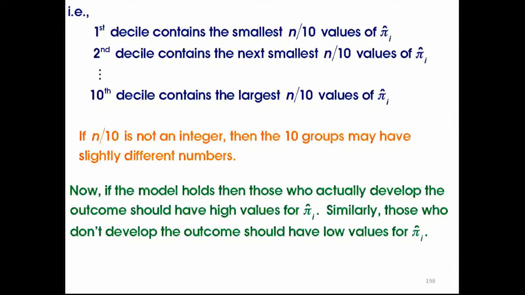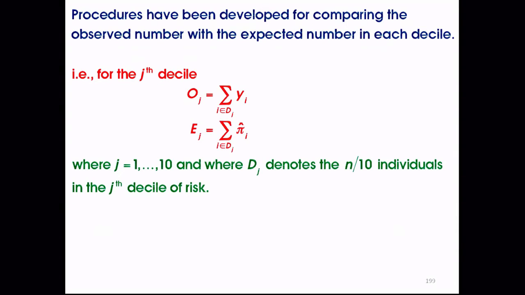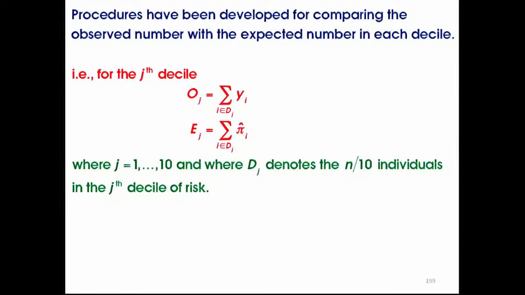The model is a good model, that is, the probabilities produced by the model are accurate representations of the true outcome experience in the data, if those people who actually develop the outcome have relatively high probabilities of y equal 1, that is large values of pi hat, and those who don't develop the outcome have small values of pi hat. That's the way it should be, and having some individuals who depart from that is not necessarily a problem, because these are overall methods of goodness of fit. They're not looking at specific poorly fit covariate patterns.